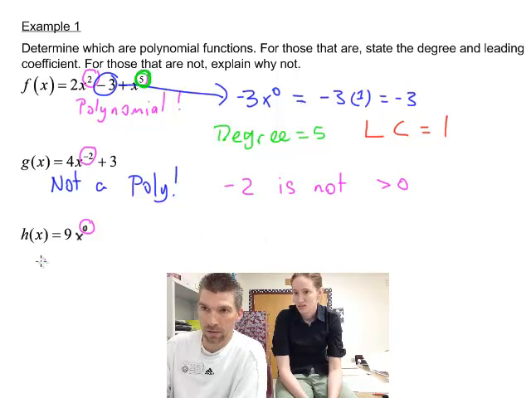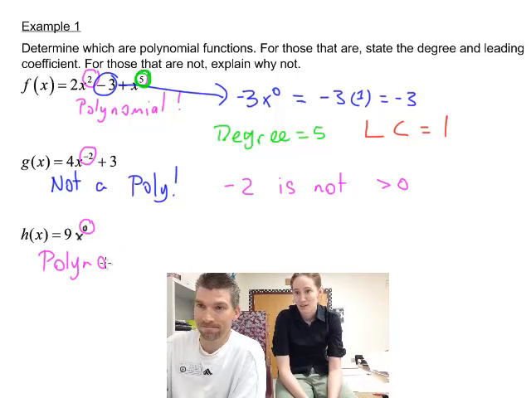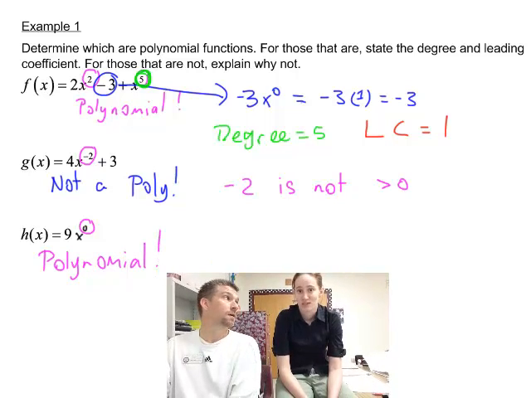Let me get the right color here. So polynomial. It does want a cracker. Poly wants a cracker. Because poly only eats 0 or larger integers. That is correct. There you go.